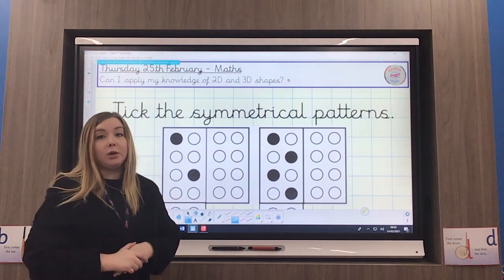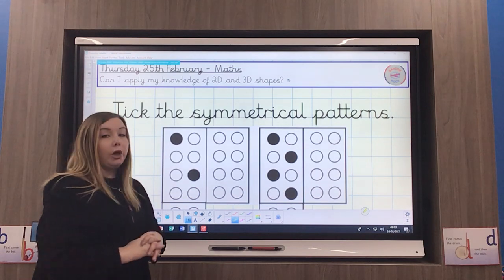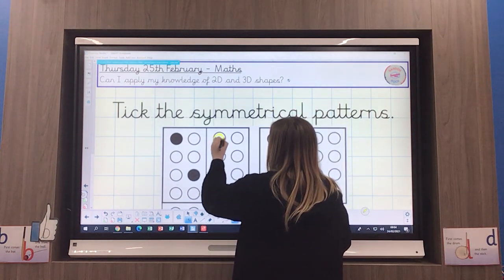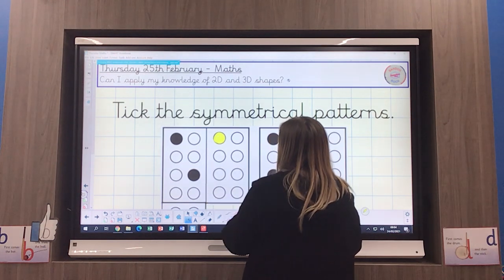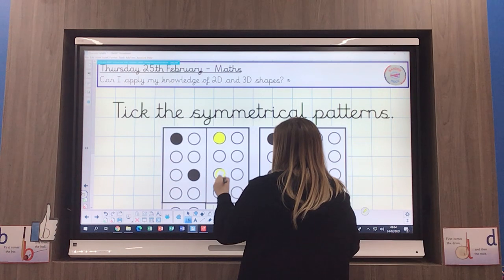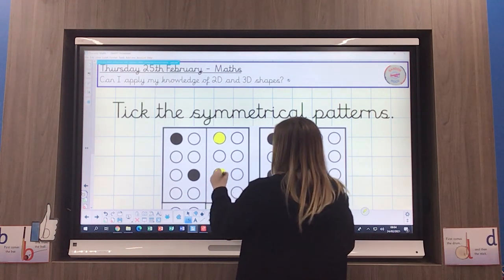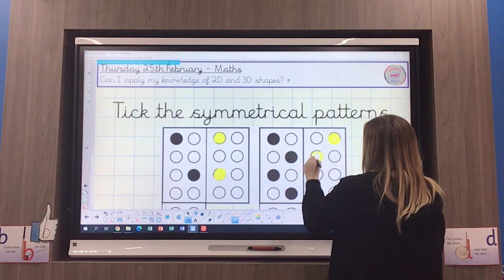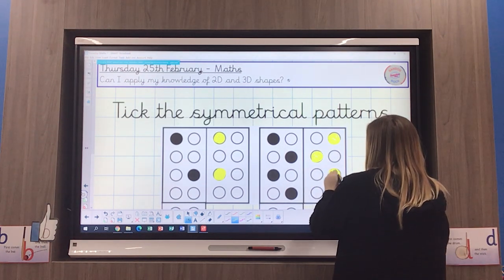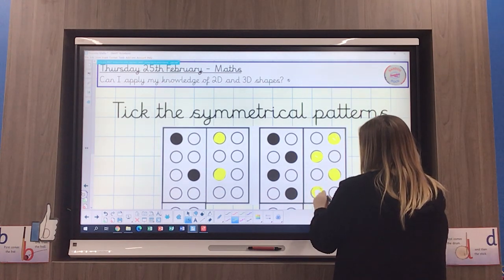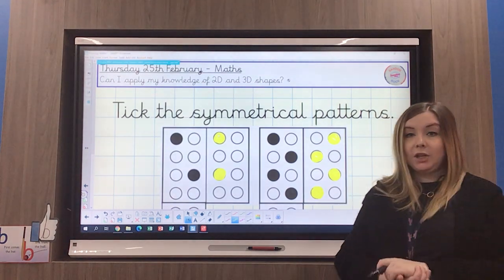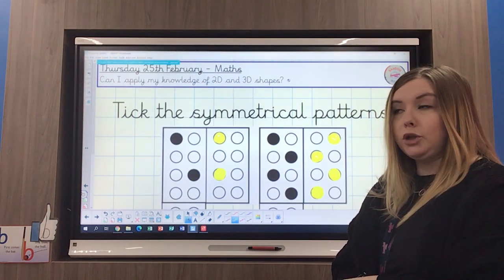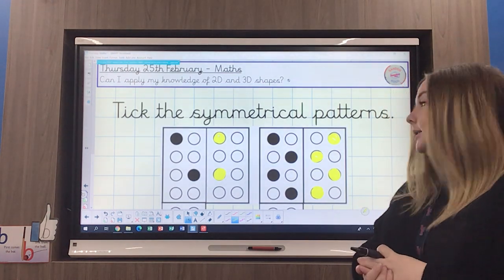is about symmetrical patterns, and it's asking us to look at the pattern and identify if it's symmetrical. So I'm going to have a little go. So I'm going for that one. And that one. Have a look at what you think. Okay, there we go. Which of those patterns is symmetrical? Okay, so symmetrical is where it's the same. It's like a mirror image, isn't it?